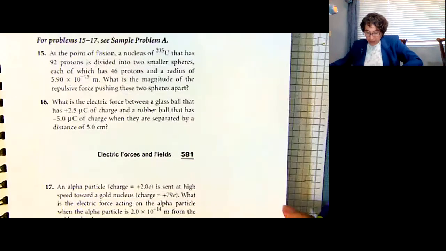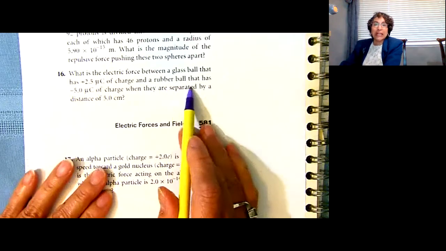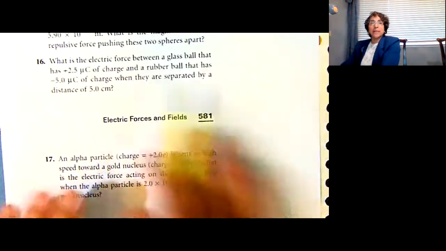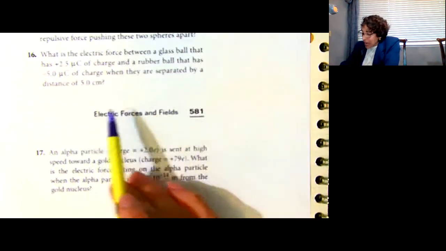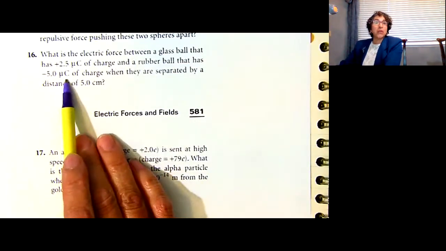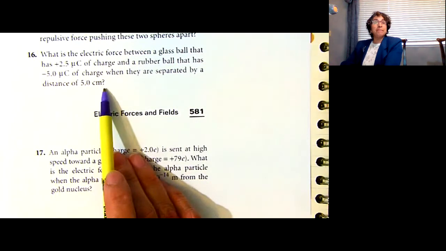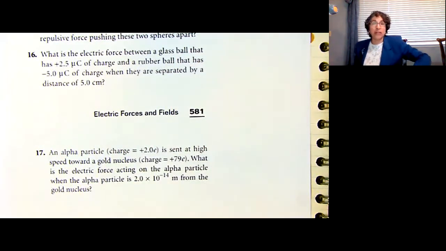Okay, so let's look at the next one. Next one's right here, and I think I'm gonna flip the book around. I'm gonna take as much space. Okay, the next one, number 16. What is the electrical force between a glass ball that has 0.25 microcoulombs of charge, and a rubber ball of negative 5.0 microcoulombs of charge when they're separated by a distance of 5 centimeters? So right away I notice, okay, one's positive, one's negative, so they're going to want to attract. They're going to attract each other. That'll be an attracting force instead of a repelling force.